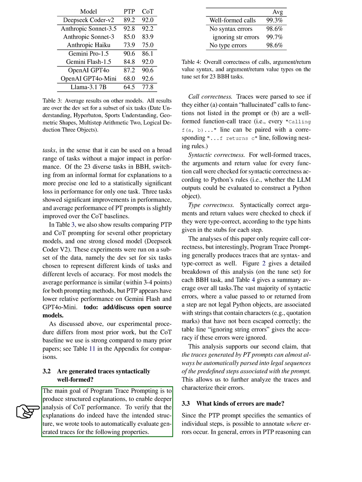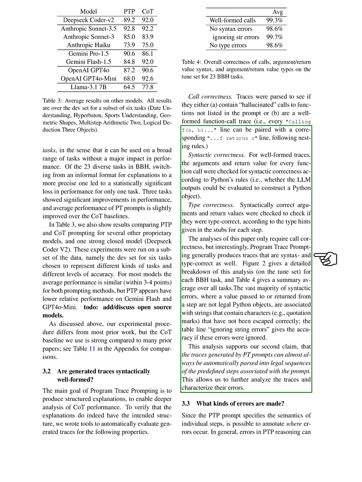We check for call correctness by parsing traces to see if they contain any hallucinated calls to functions not mentioned in the prompt or if they form a well-structured function call trace. For well-formed traces, we verify the syntactic correctness of arguments and return values according to Python's rules. We also check for type correctness based on the type hints provided in the stubs for each step.